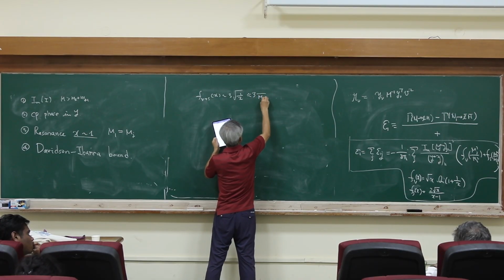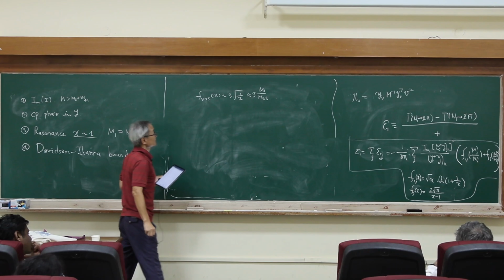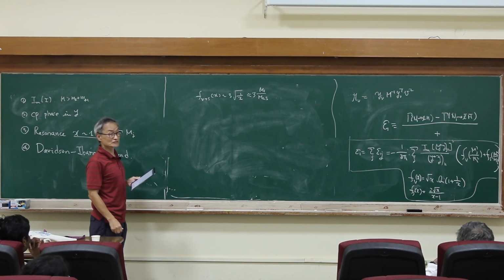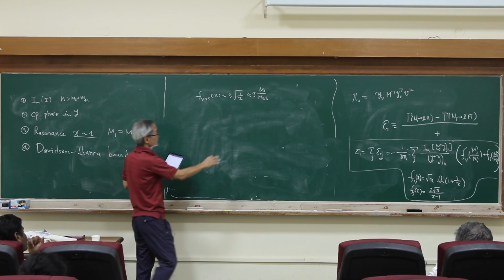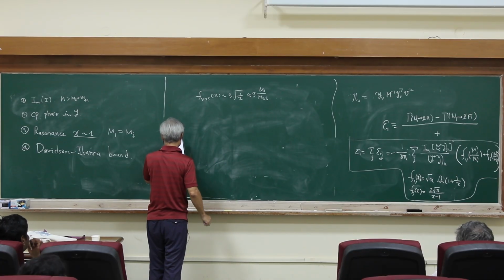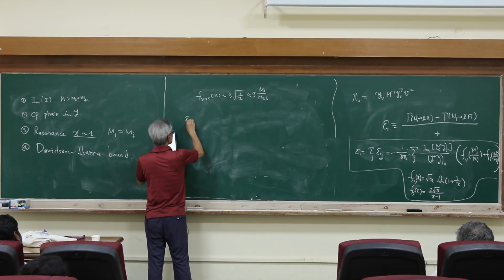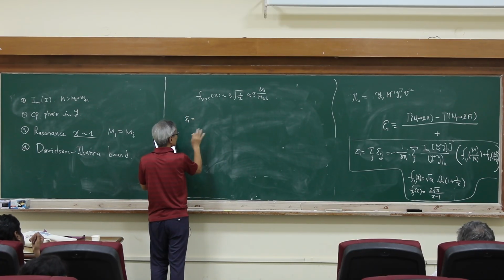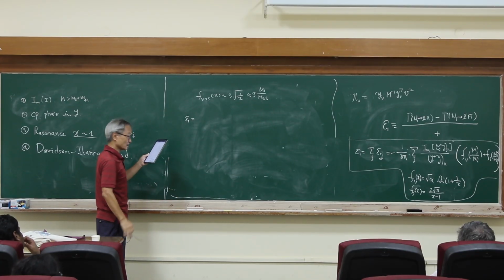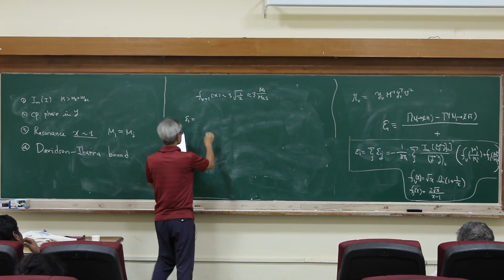It becomes this when there is a hierarchy between M1 and M2, M3. So roughly this formula holds. Again, this bound doesn't apply to the resonance case.